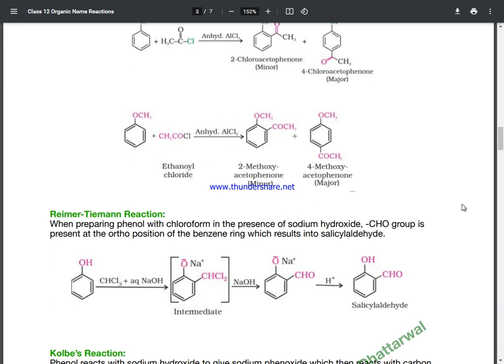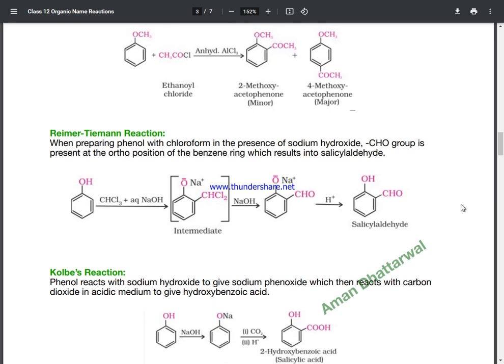Reimer-Tiemann reaction. When phenol is treated with chloroform in the presence of sodium hydroxide, a CHO group is introduced at the ortho position of the benzene ring, which results in salicylaldehyde.